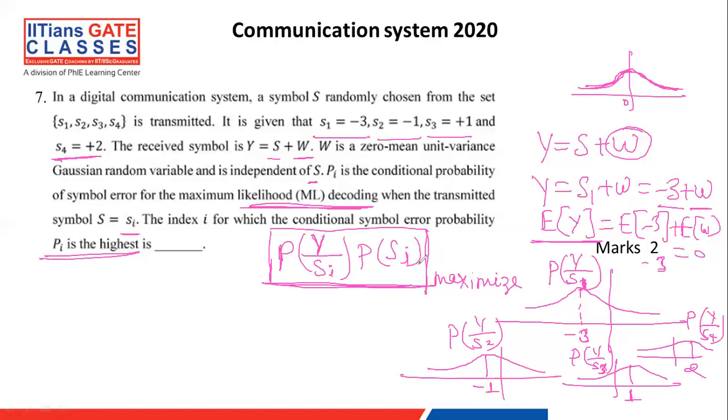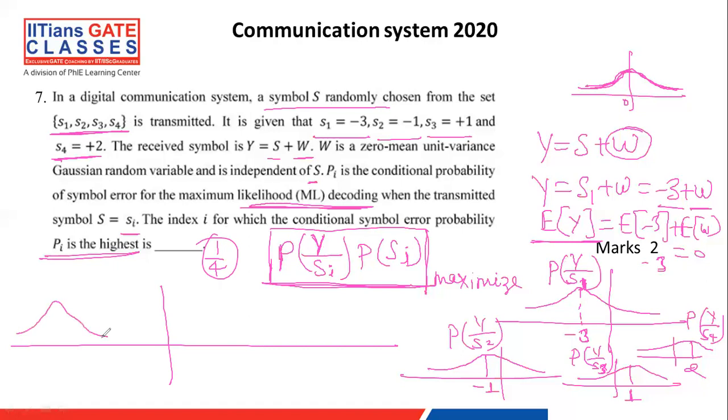Okay, so we have all these PDFs. Here it is written that it's randomly chosen among the transmitted symbols. It means that the probability of each of them is the same, that is 1/4. Okay, so what we need to do is plot all these PDFs. So it will look like this.